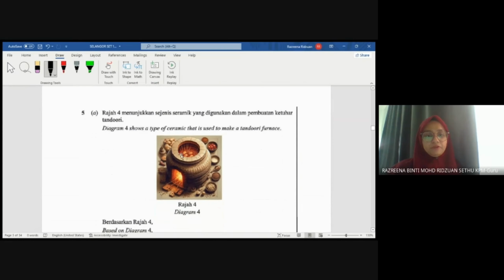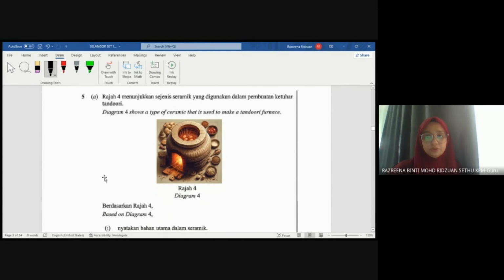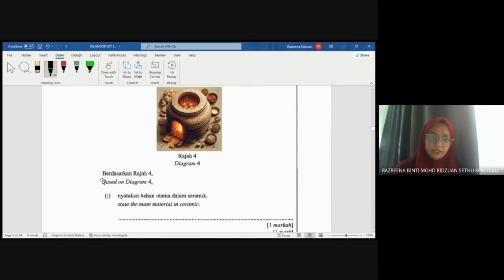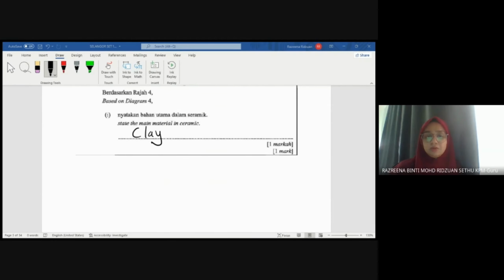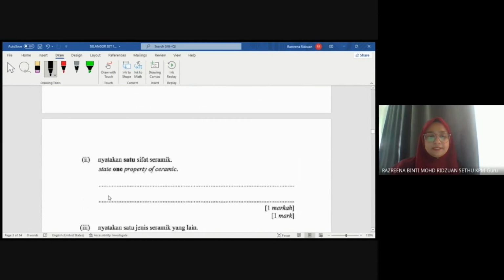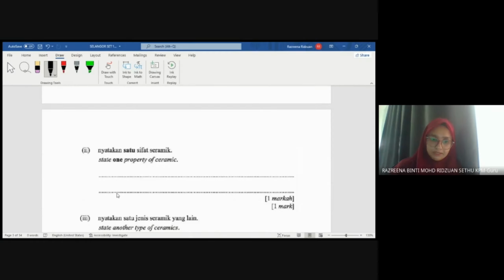Question 5. Diagram 4 shows a type of ceramic that is used to make a tandoori furnace. Based on diagram 4, state the main material in ceramic. Very easy. The moment you see ceramic, you know ceramic is made of clay. You can also say kaolin, or you can also answer aluminium oxide. Next, state one property of ceramic. Hard and strong. This is the easiest. You can also say chemically inert, high thermal resistance, or heat insulated.